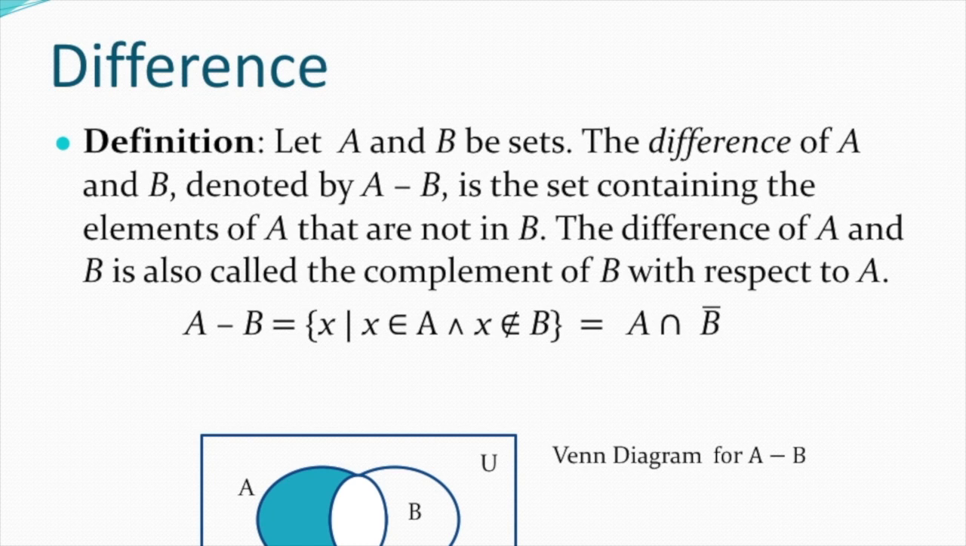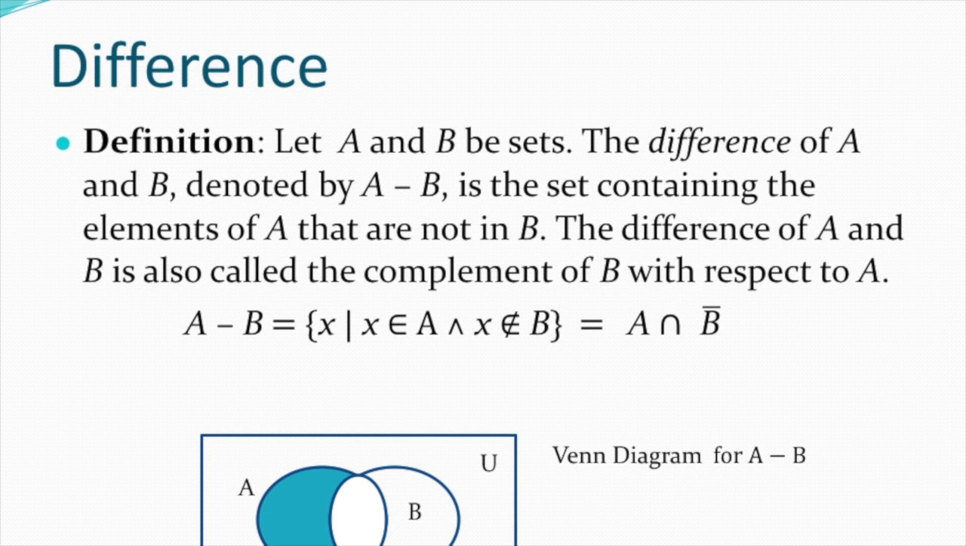Now, A minus B, you can define it as X, where X belongs to A, and now the "and" condition is important here, because X should not be an element of B. So when you speak about it, imagine that you want to represent it in a diagram. You will find a set A and a set B. Now make the intersection. The intersection will be what? It will be the common elements between them.